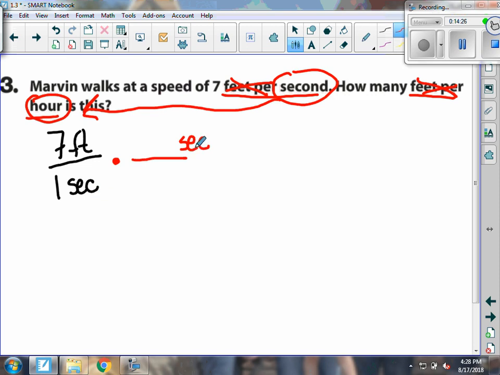What are we changing it into? We're changing our seconds into hours. So that's what we put in our blank spot on the bottom. Now we need to think, which is bigger, 1 second or 1 hour? 1 hour is bigger. How many seconds are in an hour? This is that second number that you need to memorize. 3,600 seconds in 1 hour.